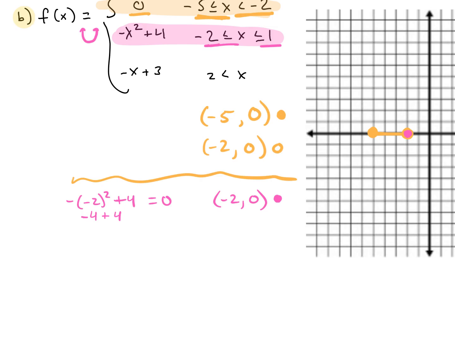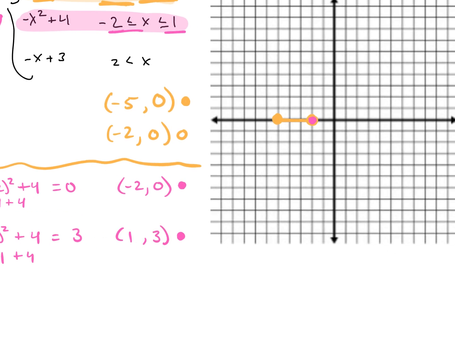What should we plug in next? Let's plug in 1. So when I plug in 1, I have -1 squared plus 4. Remember that negative is on the outside, so I got to square the 1 first, then multiply it by the negative. So this would be -1 plus 4, which would be 3. So we plugged in 1 and got 3. Is this an open or closed circle? Closed circle. So I'm going to go to the right 1 and up 3. Put a closed circle. Now we can't just connect these points with a line.